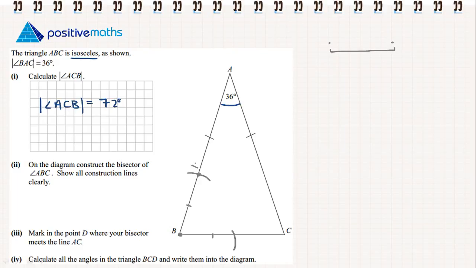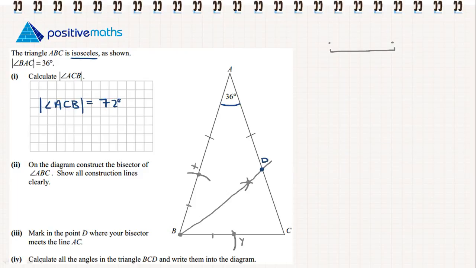Then we put the point at X and we do another arc, and we put the point at Y and do another arc. This point of intersection we will join with the point at B. And this line will bisect the angle ABC. So bisecting it, we're dividing it into two equal angles. Part 3 asks us to mark in the point D where the bisector meets the line AC. So this is our point D.